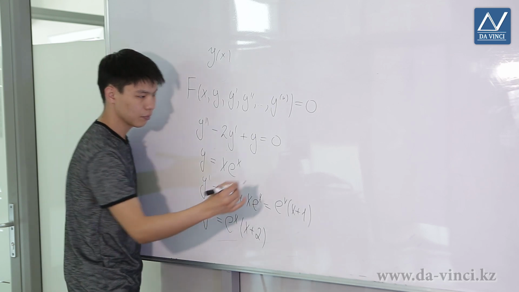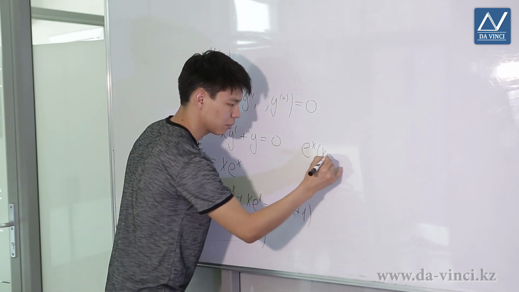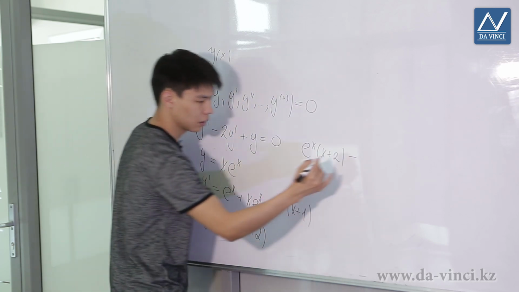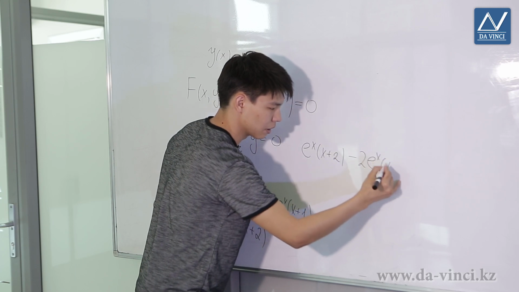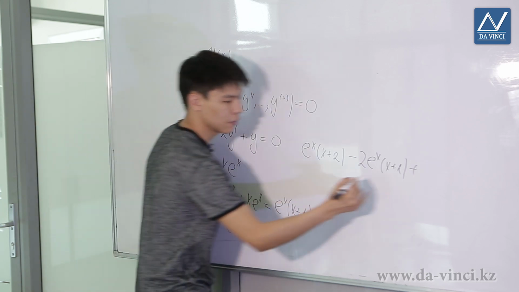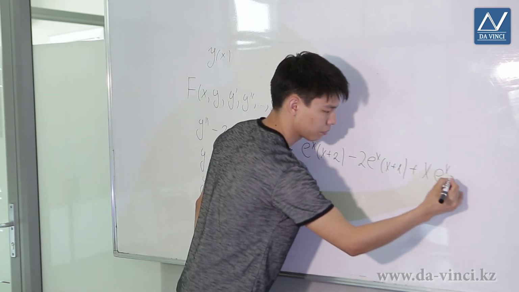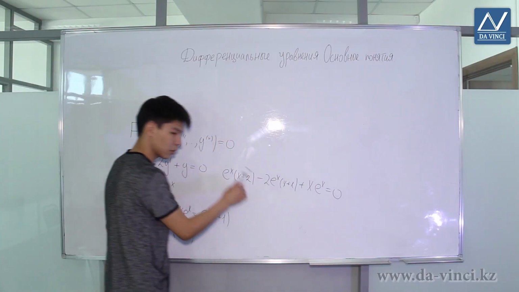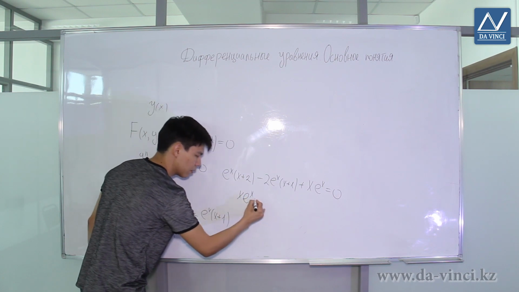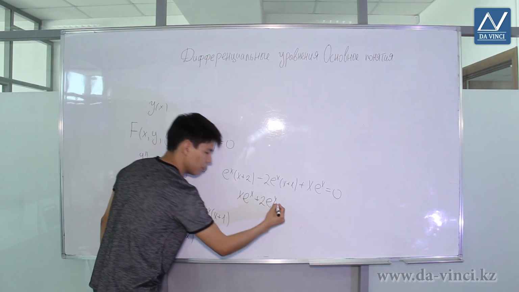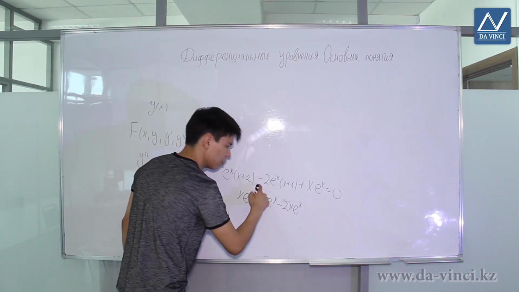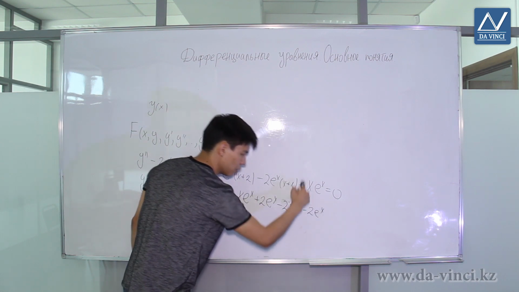Now let's substitute these expressions into the differential equation. Instead of the second derivative, let's substitute this: e to the power of x times (x plus 2), minus. Instead of the first derivative, we put this expression: 2 e to the power of x times (x plus 1), and plus y of x, and we have x e to the power of x. Now let's expand the brackets. e to the power of x multiplied by x, we get x e to the power of x plus 2e to the power of x minus 2x e to the power of x minus 2e to the power of x and plus x e to the power of x.